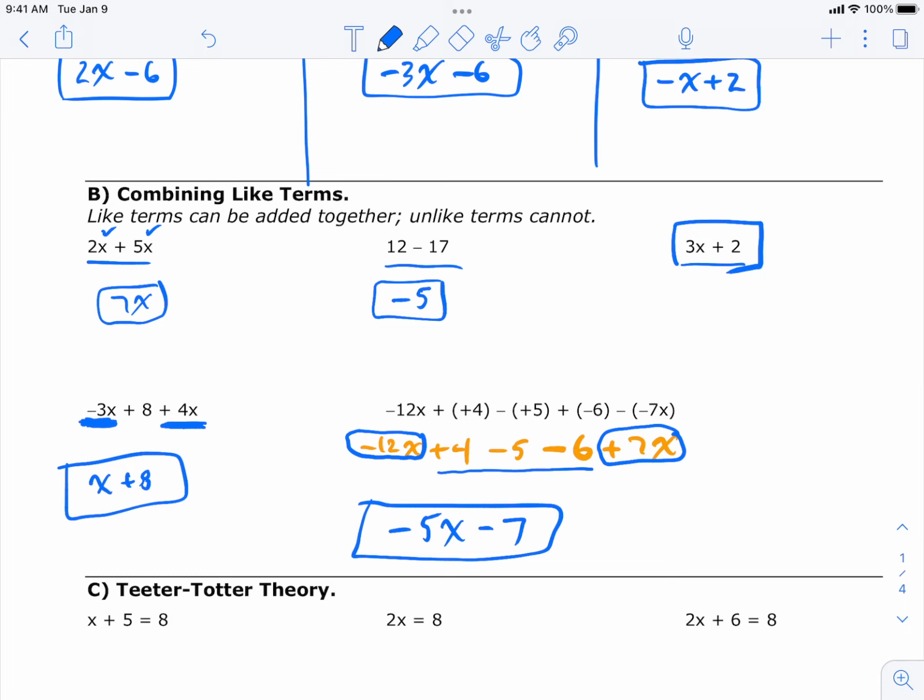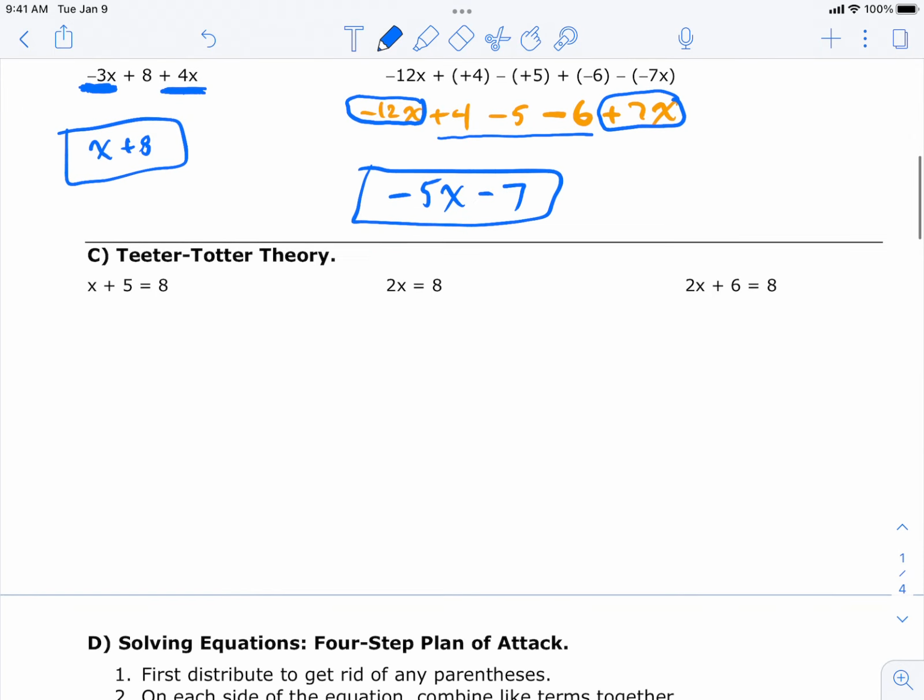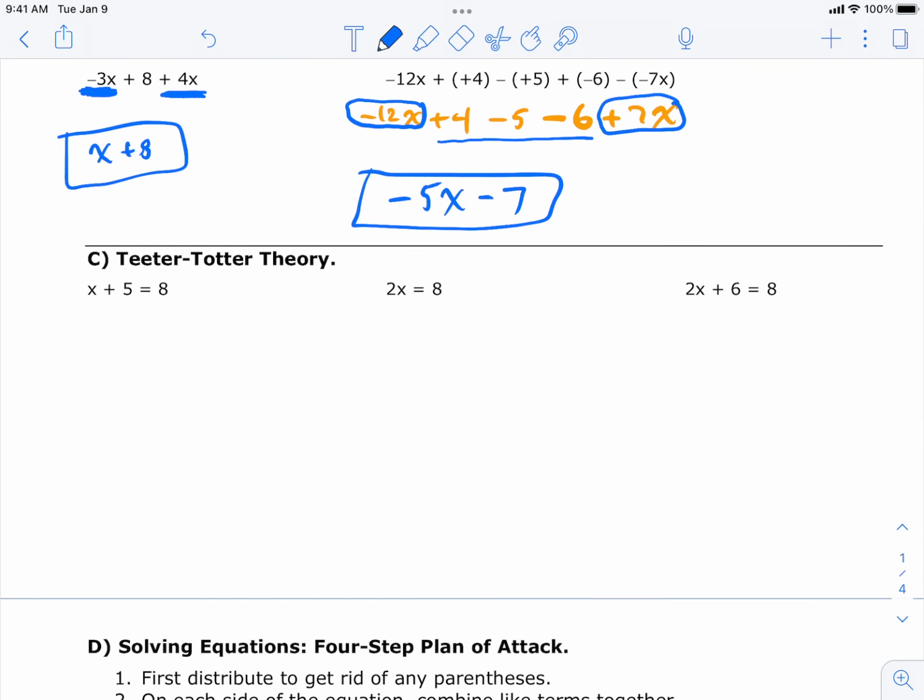Okay, cool. So we can combine our like terms and not combine our unlike terms. We can distribute to remove parentheses. What else do we need? We need one more little tool, one more little foundational piece. And I'm calling it Teeter-Totter Theory. Now let me show you why I'm calling it Teeter-Totter Theory. Let's get green here.